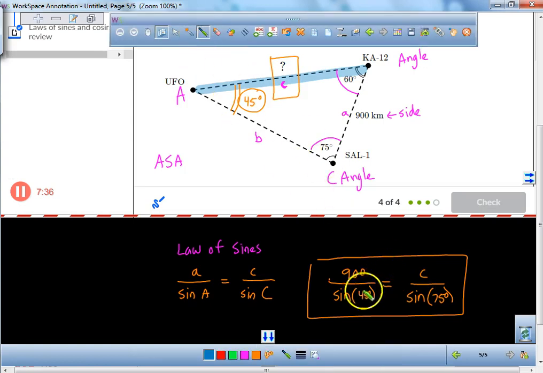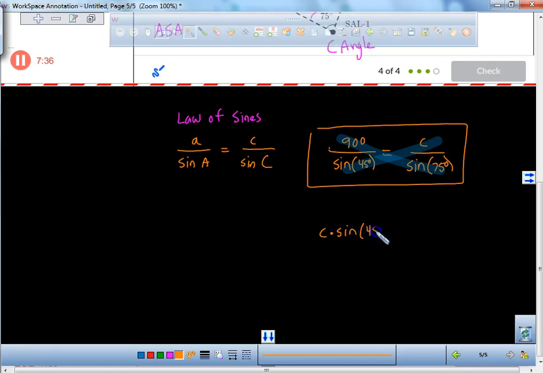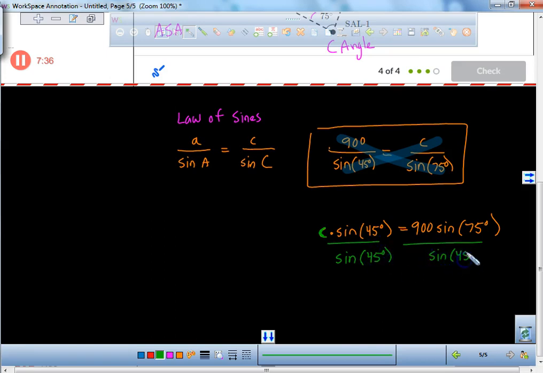So right now, what can we do? Just simply cross multiply. So when we cross multiply, we get c times the sine of 45 degrees equals 900 times the sine of 75 degrees. So what would be our final and last step to solve for this guy right here? Divide both sides by what? Not just 45, but the sine of 45. All right, there we go.